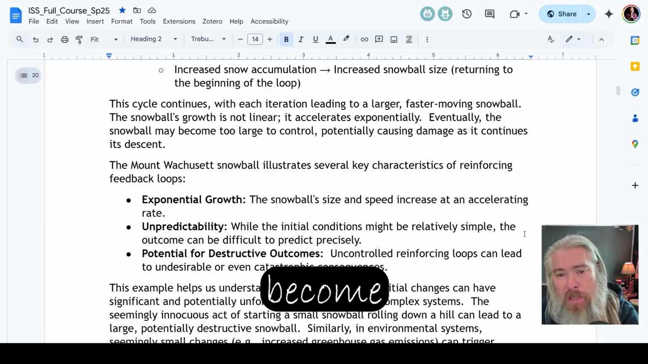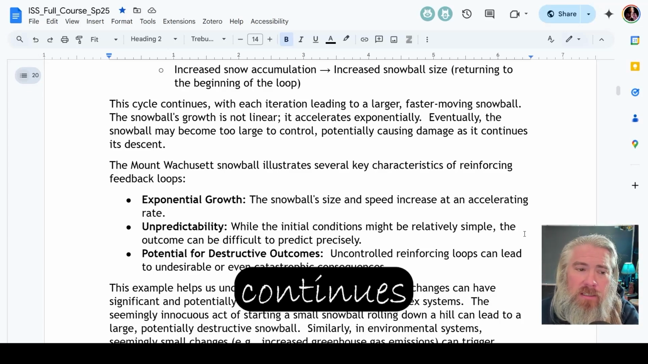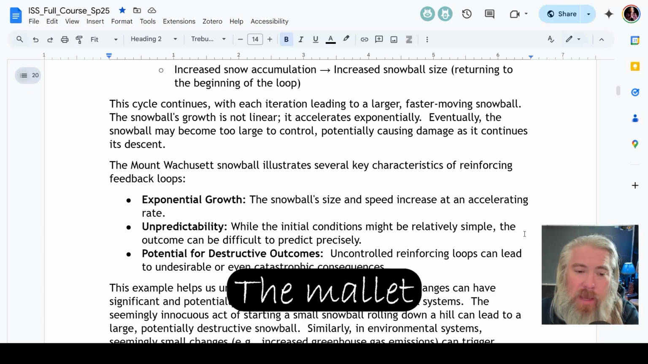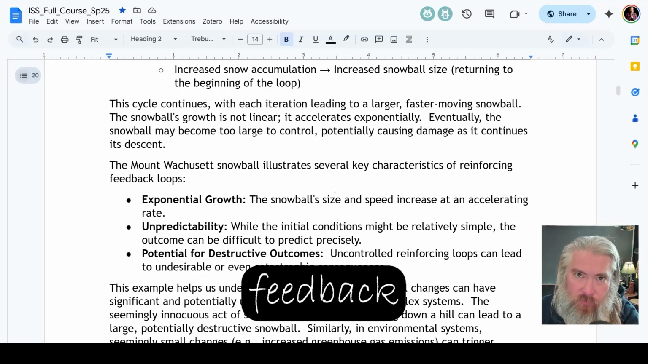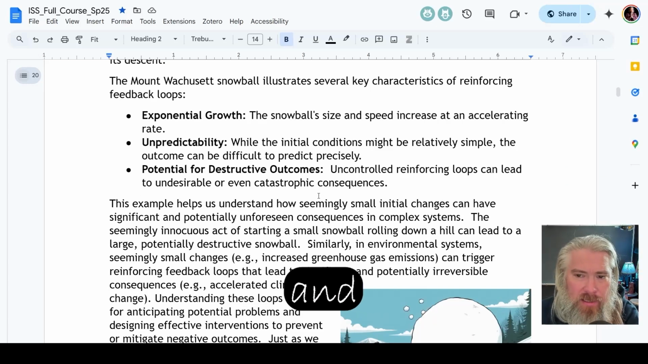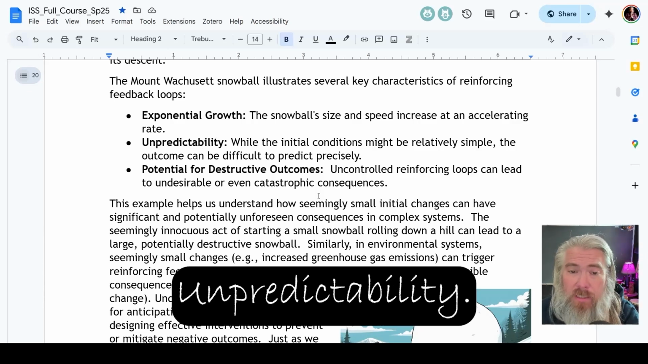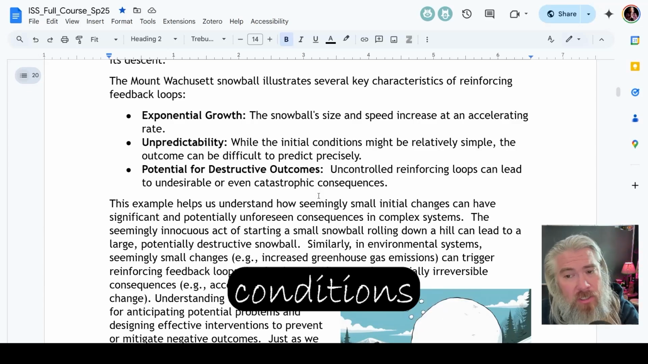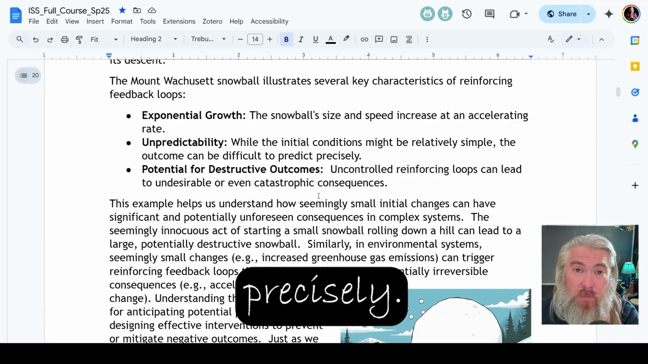Eventually, the snowball may become too large to control, potentially causing damage as it continues its descent. The Massachusetts snowball illustrates several key characteristics of reinforcing feedback loops. Exponential growth: the small snowball's size and speed increase at an accelerating rate. Unpredictability: while the initial conditions may be relatively simple, the outcome can be difficult to predict precisely.